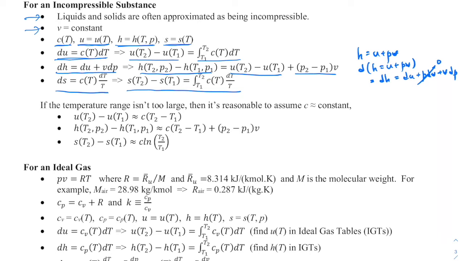If, however, the temperature range isn't too large, and we can assume that the specific heat is constant, then we can pull the c outside all of those integrals, and it makes everything a little easier. So the delta u just becomes c delta T. Delta h becomes c delta T, because that's the delta u part, plus v delta P. And then the change in entropy, delta s, is c natural log T2 over T1. And again, it's very important you use absolute temperatures when you evaluate these ratios, because it won't work if you use degrees Celsius. So that's the incompressible substance model.